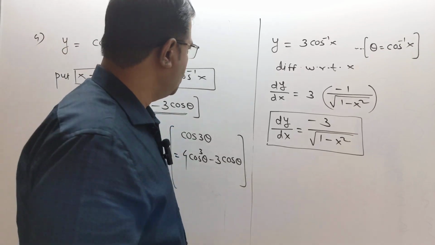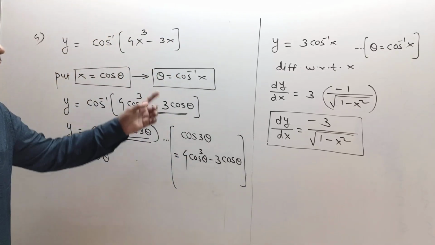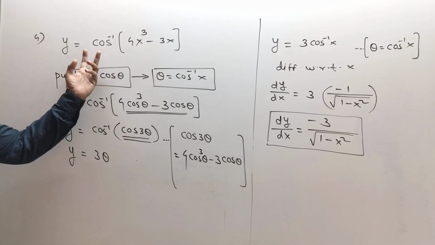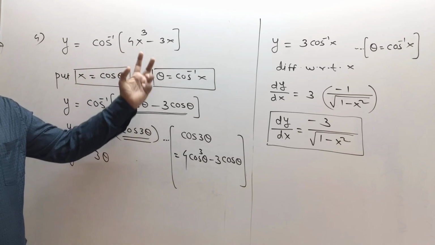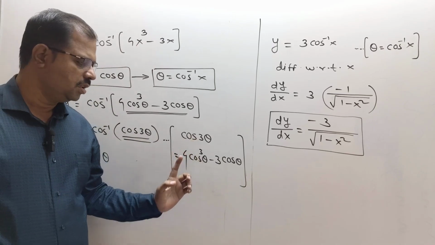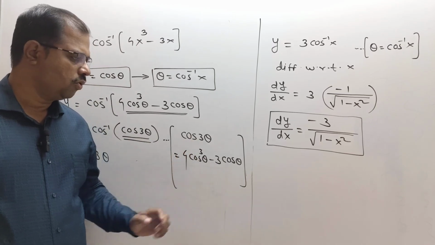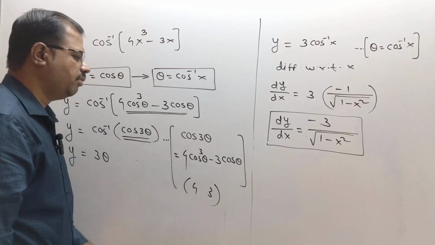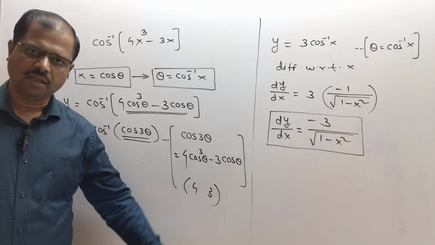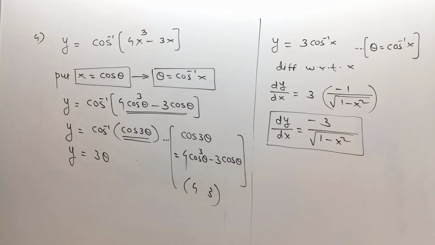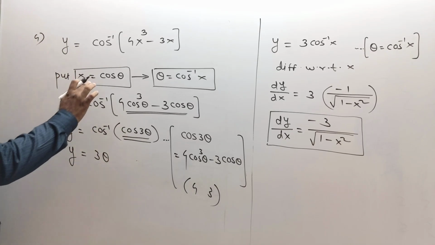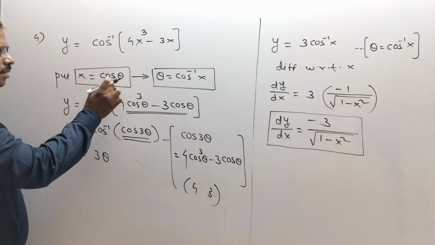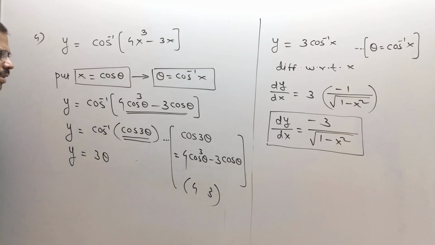In the next problem, y is equal to cos inverse of 4x cube minus 3x. In this problem, there is a term 4 and 3. We know that cos 3 theta is 4 cos cube theta minus 3 cos theta. Therefore, we put x is equal to cos theta. It implies theta is equal to cos inverse of x.